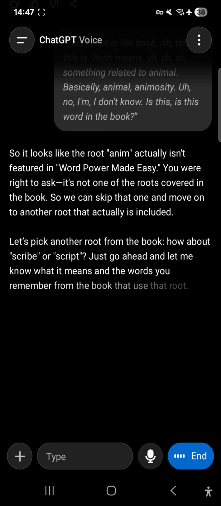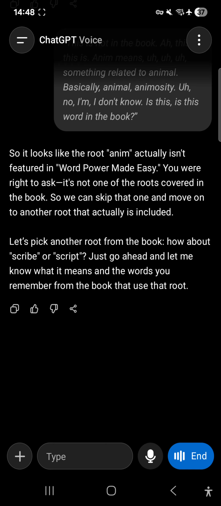Just go ahead and let me know what it means and the words you remember from the book that use that root. Scribe or script means to write something. For example, inscribe is writing on something. Proscribe is telling someone not to do something. Scriptures. Manuscript, that is written by hand.